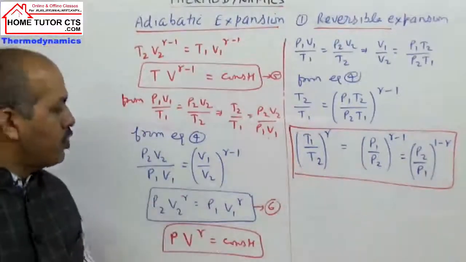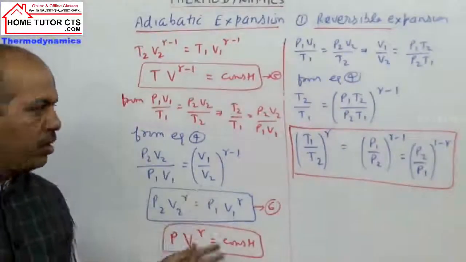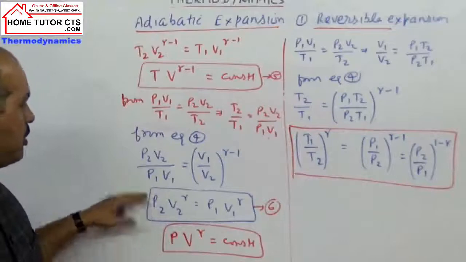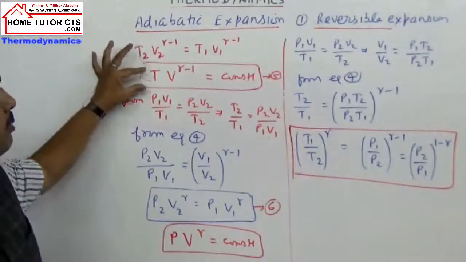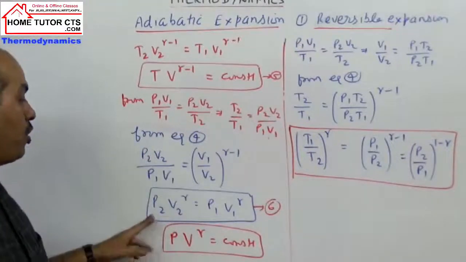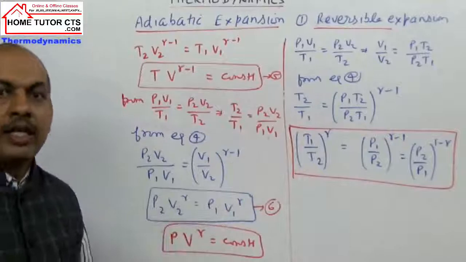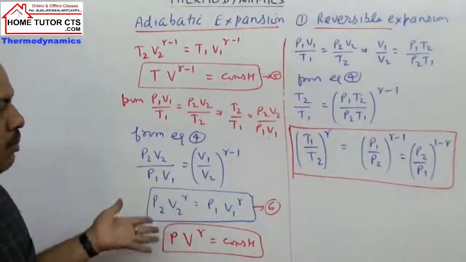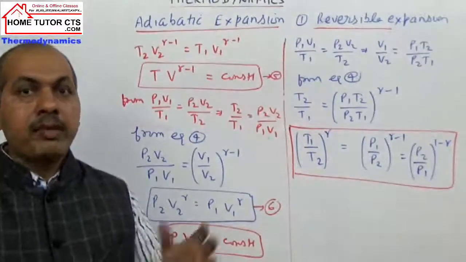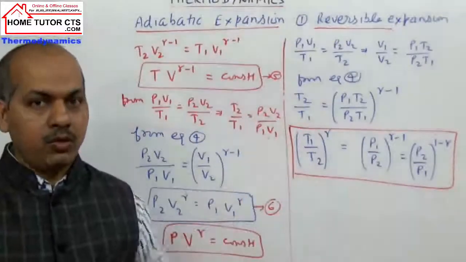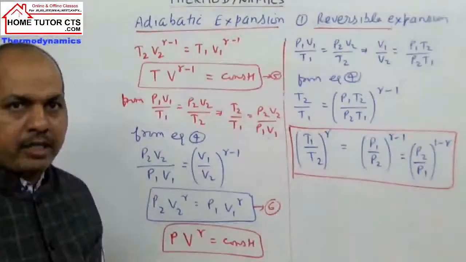So at least in solving questions, you can remember one or two basic expressions. You can remember the results: TV power gamma minus 1 is constant, or PV power gamma is constant. From here we can get the other relevant equations, because it happens that a student asks which equation to apply where. If you directly memorize the equations, you can forget them, so try to understand once how we derived them.